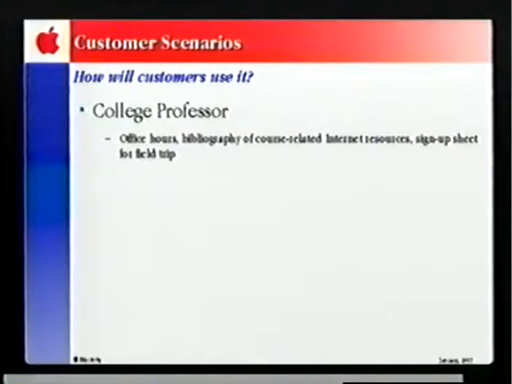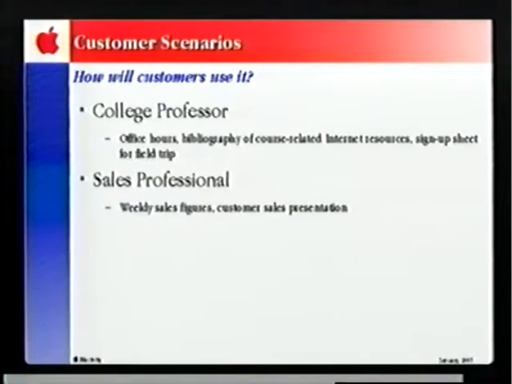Who are the kinds of people we think will be using it? College professors being able to publish their office hours so their students have access to them. Sales professionals, with this week's sales figures, want to get it out on the internet, make it available to people on their local area network, and they want to do it quickly. They don't want to have to go through MIS. They just want to have control over what gets shared and when it gets shared.